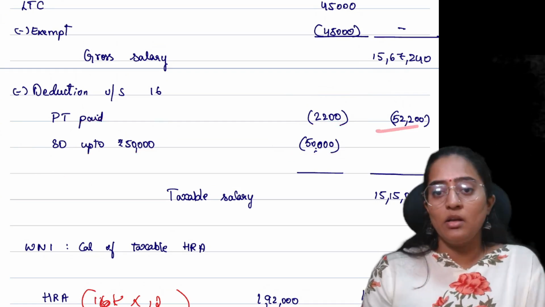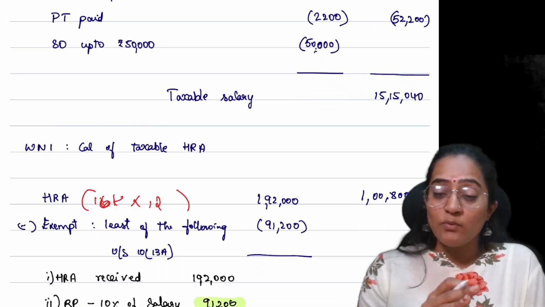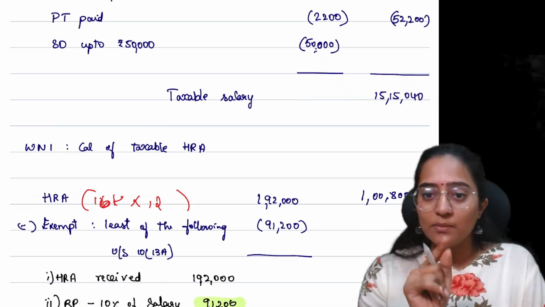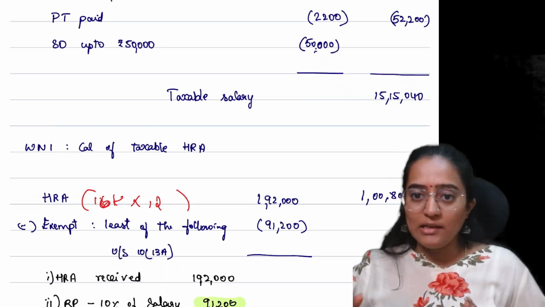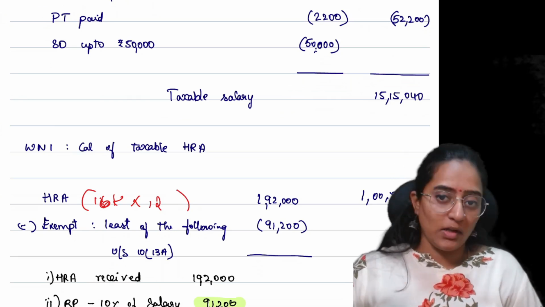It's available, and the taxable salary for that matter is 15 lakh 15,040. They have not asked you to calculate gross taxable income. They just asked you to calculate the taxable salary. So we are not taking the aspect of deduction under Section 80C and all. Clear?